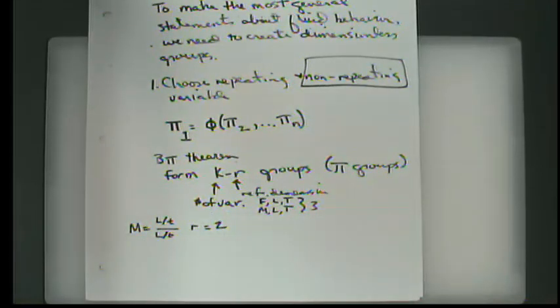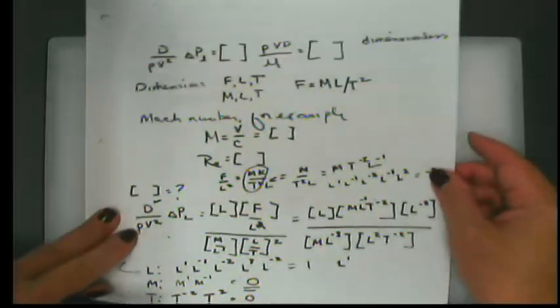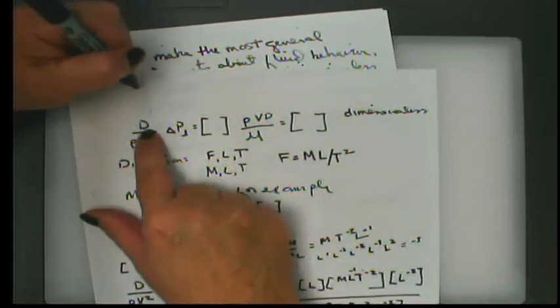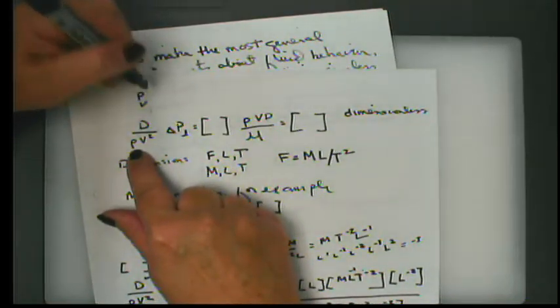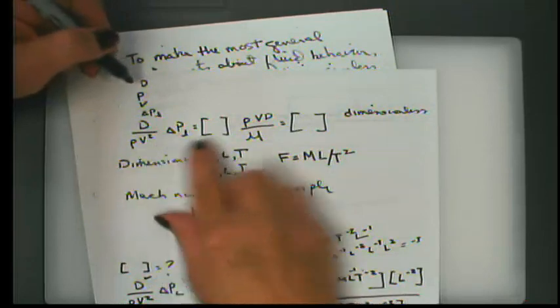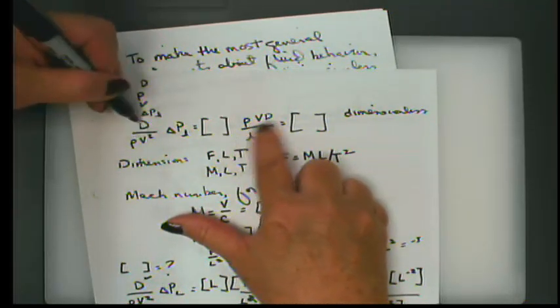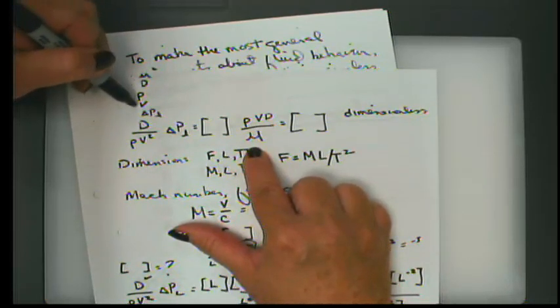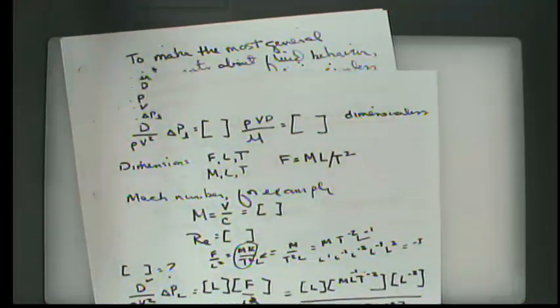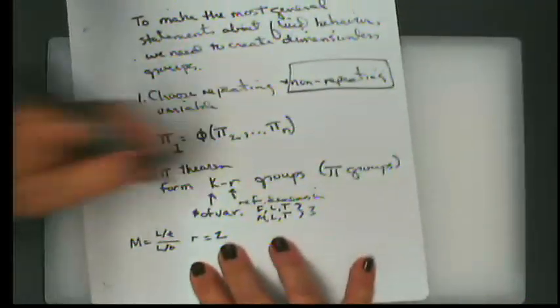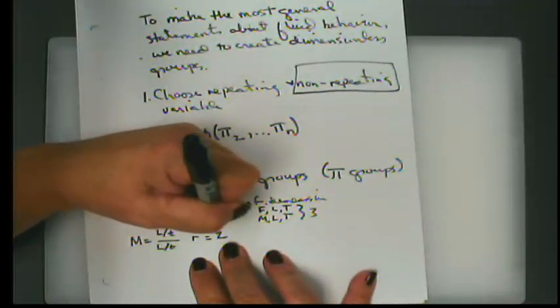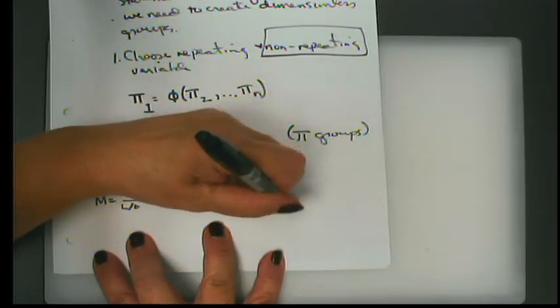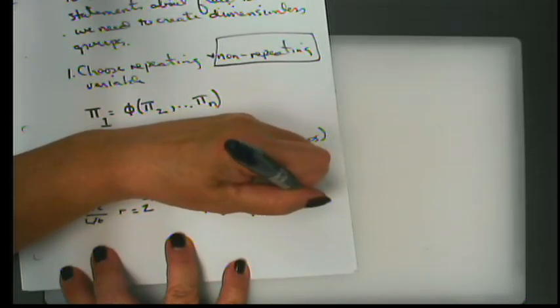So getting back to our example before, let's take a look at our groups. How many variables do we have? We have d, rho, v, delta p sub l, rho repeats, v repeats, d repeats, and we have mu. So we have 1, 2, 3, 4, 5 variables. So in that case, k is 5 in our example. So the number of pi groups is 5 minus 3, or 2.